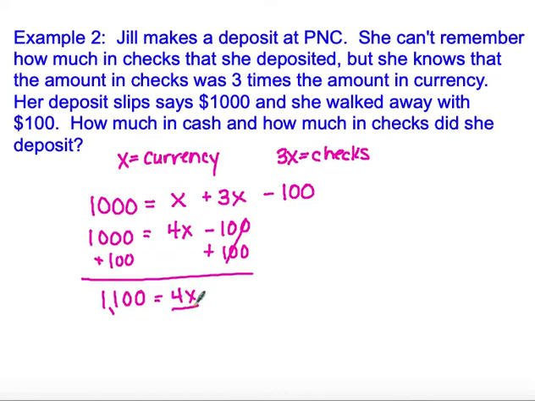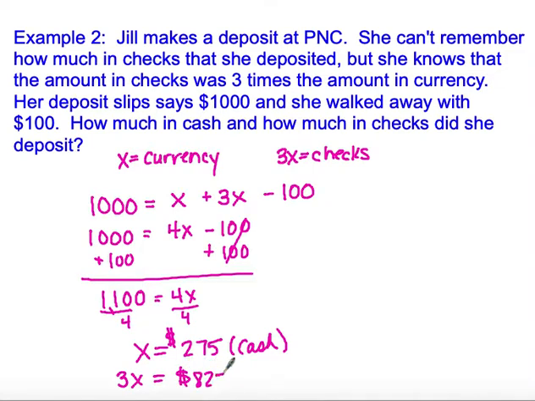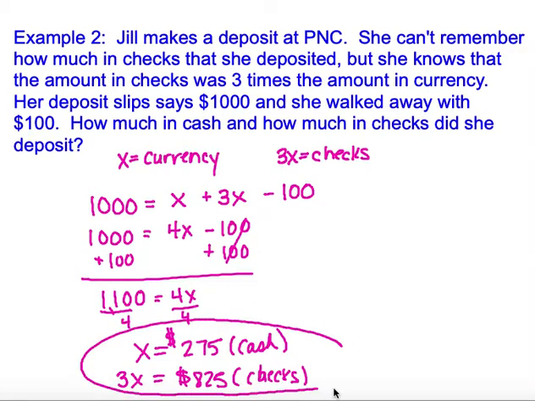And I'll divide both sides by 4. That means x is going to be 275, and that's going to be the currency or the cash. And then when I multiply that by 3, take 275 times 3, I get $825 would be the checks. So that's what her separate pieces were.